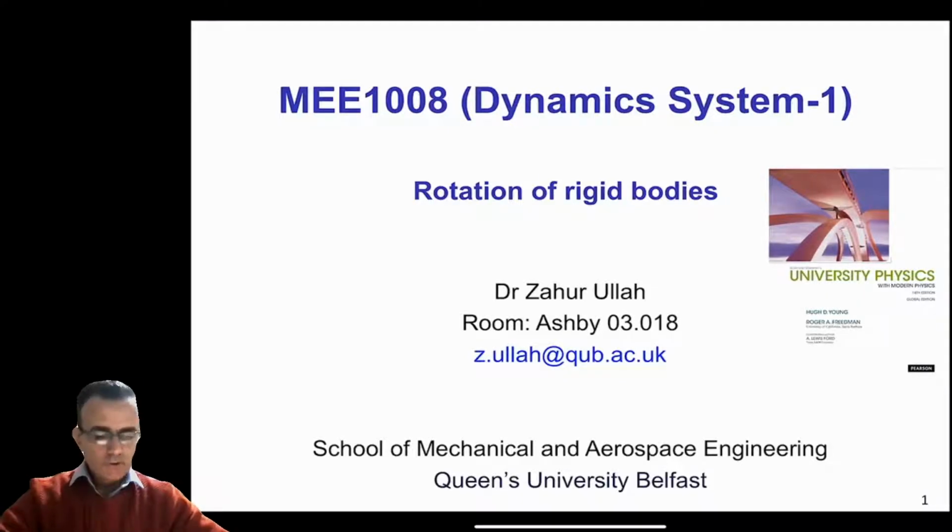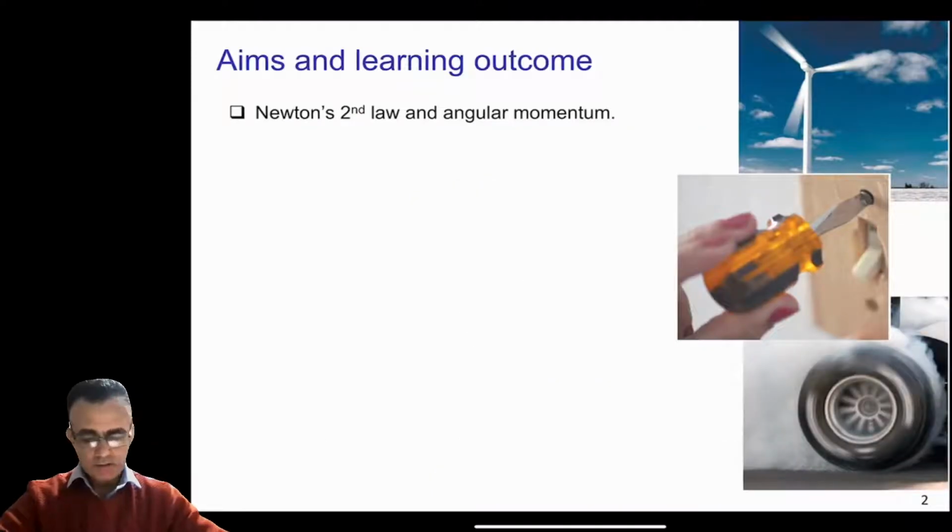So in today's lecture, we will discuss the remaining part of the rotation of rigid bodies. As you can see on the slide here, the first topic will be Newton's second law and angular momentum, and then we will discuss the gyroscope. The gyroscope is also based on Newton's second law and angular momentum.